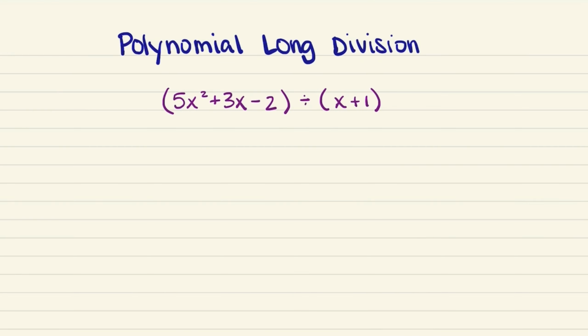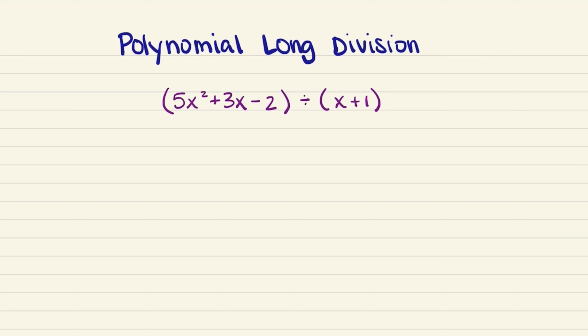In this video, we'll be covering how to divide polynomials using long division. Our first example here, 5x squared plus 3x minus 2 divided by x plus 1. The first thing we want to do is make sure our polynomials are in standard form. So we want to see that the highest degree comes first, and then they go in decreasing order. And that is true for this one.